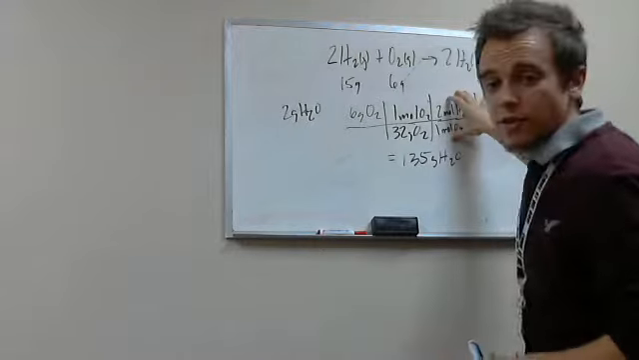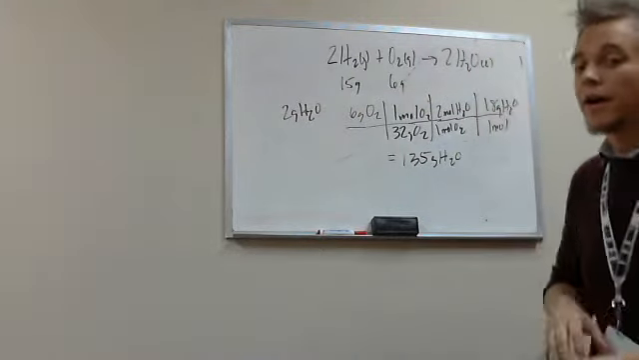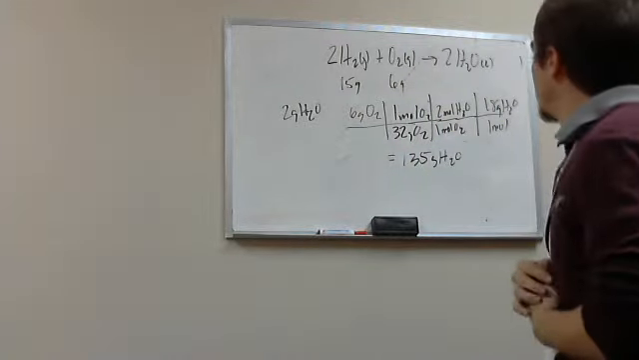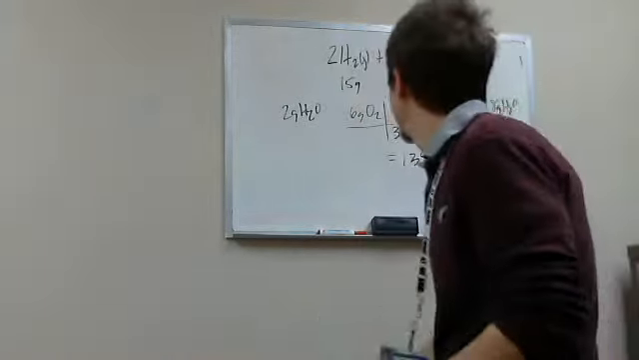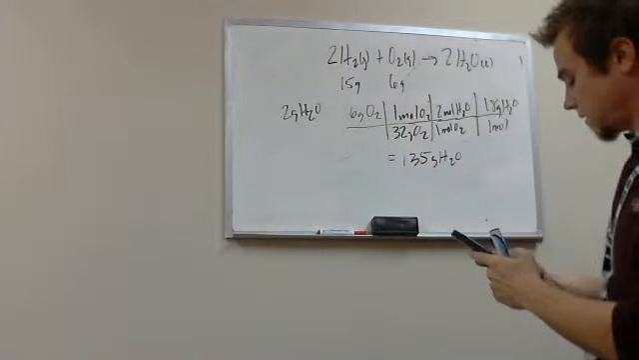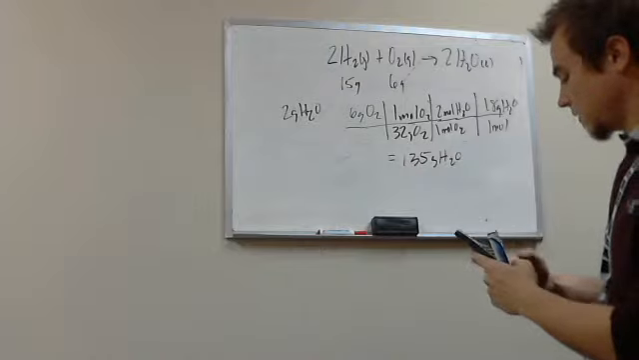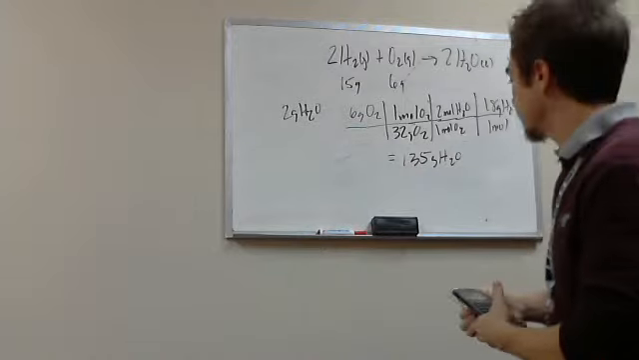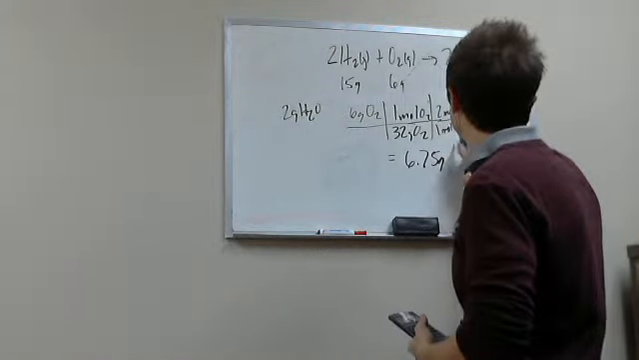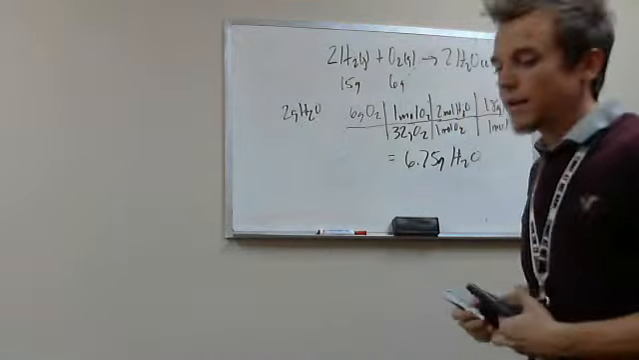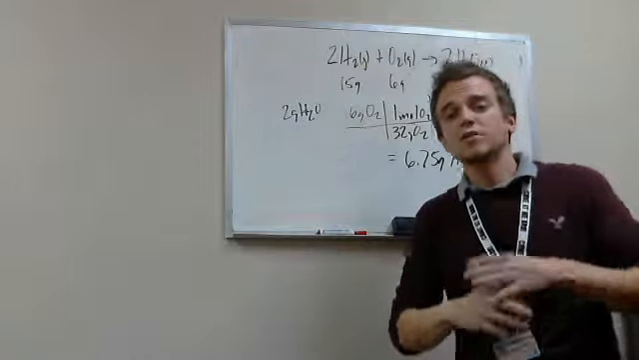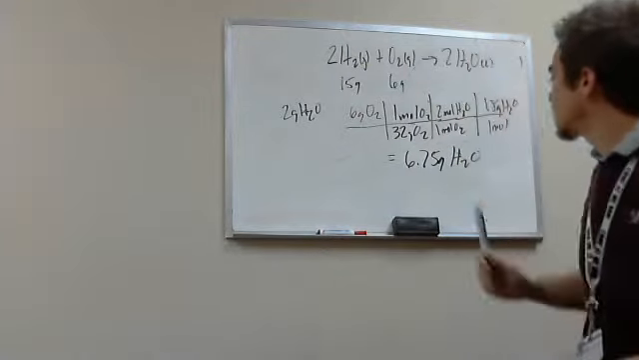Okay, so we got 6 grams of oxygen converted to moles by dividing by the molar mass. Then we have our molar ratio, and then multiply by the molar mass of B, which is water. And so if we do this, we get 6 times 2 times 18 divided by 32. We get 6.75. So 6.75 grams of H2O.